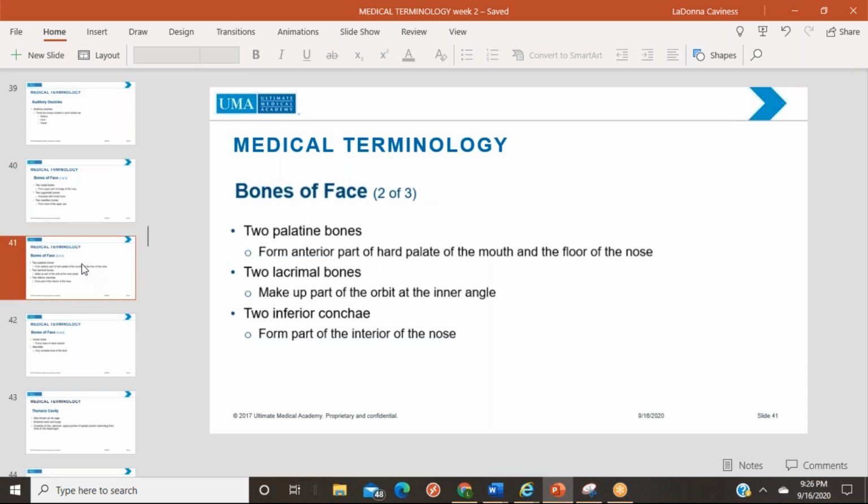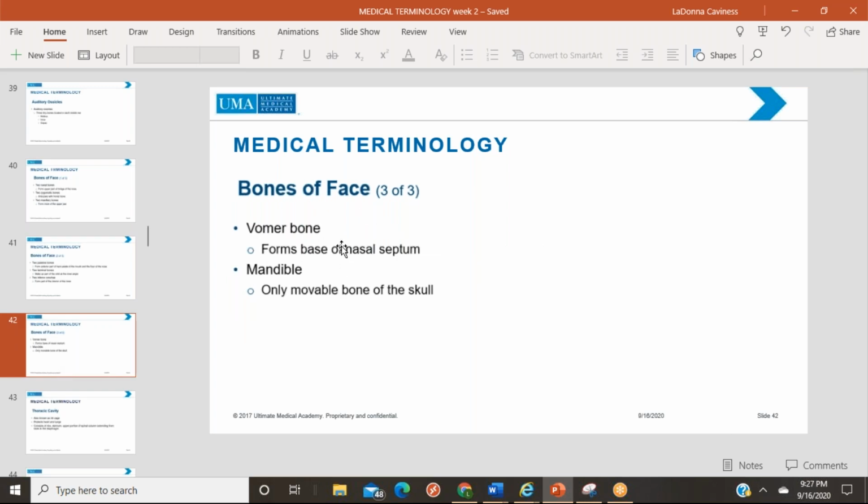All right, bones of the face continue. Two palatine bones form anterior parts of the hard palate of the mouth and the floor of the nose. Two lacrimal bones make up part of the orbit, at the inner angle. And two inferior conchae, which form part of the interior part of the nose.